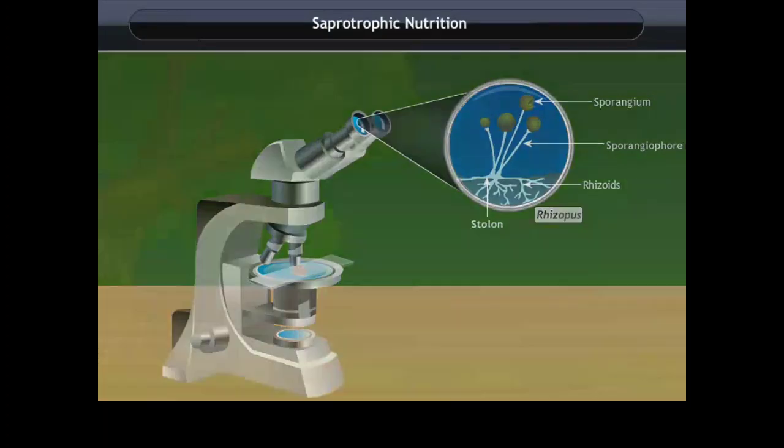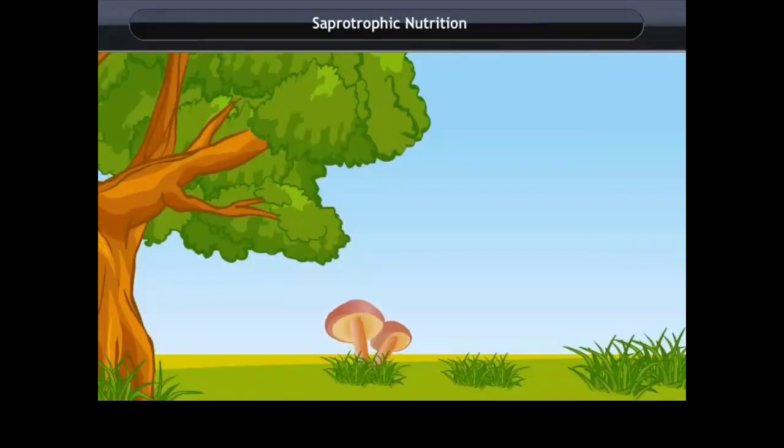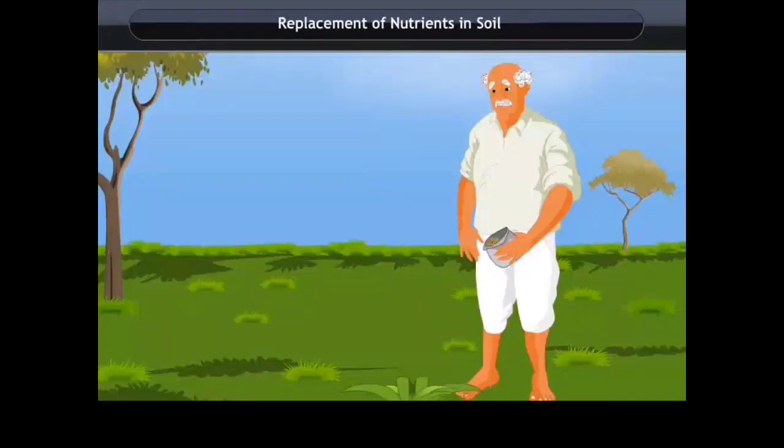They secrete digestive juices on the dead and decaying matter and convert it into a solution. Then they absorb the nutrients from it. This mode of nutrition is called saprotrophic nutrition. Replacement of nutrients in soil.